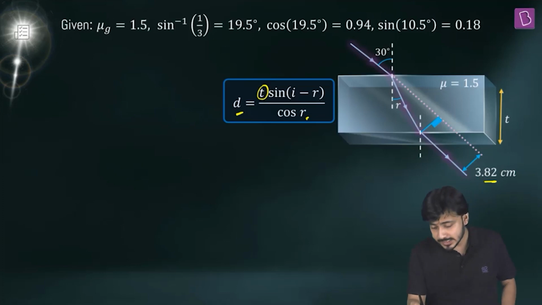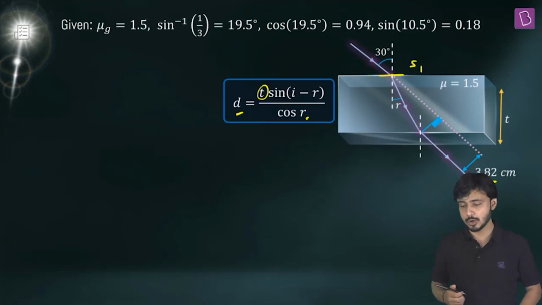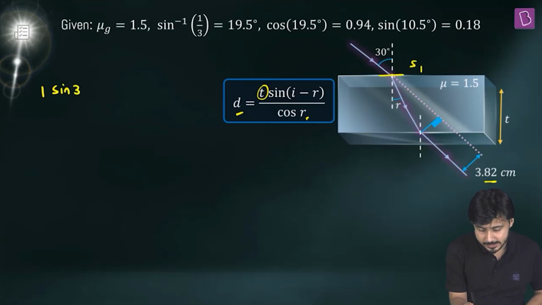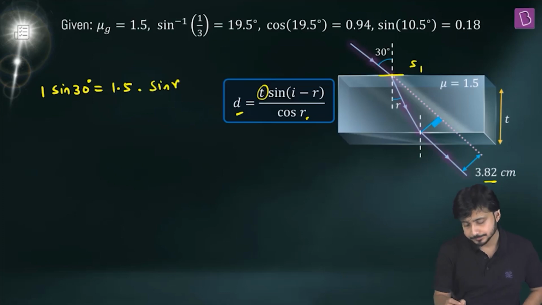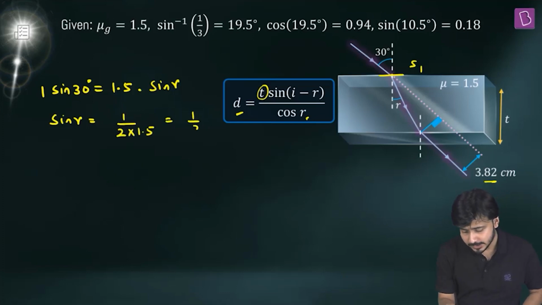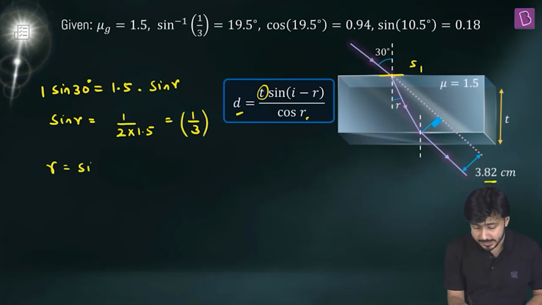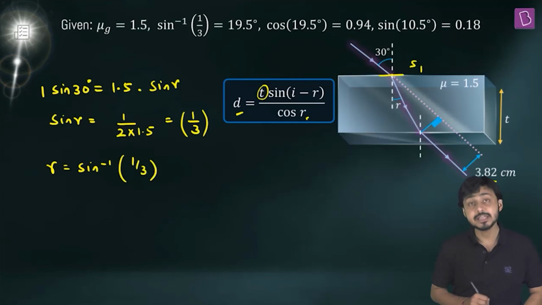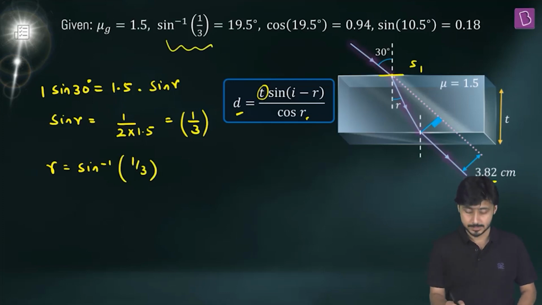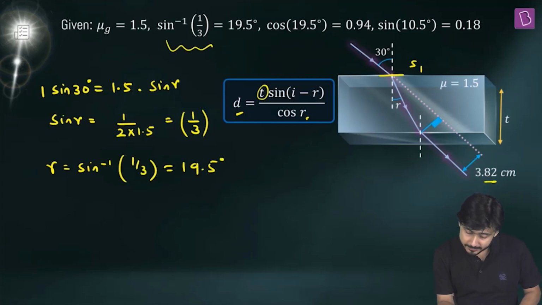How to get R? On surface 1, apply Snell's law. 1 sine incident, that is 30, is equal to mu glass 1.5 into sine R. Absolutely clear? No problem with that. So sine R comes out to be 1 by 2 into 1.5, that is 1 by 3. Sine R is 1 by 3, so R will be sine inverse 1 by 3. Am I correct? R will be equal to 19.5 degrees.